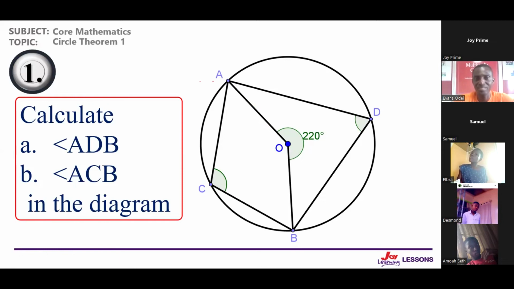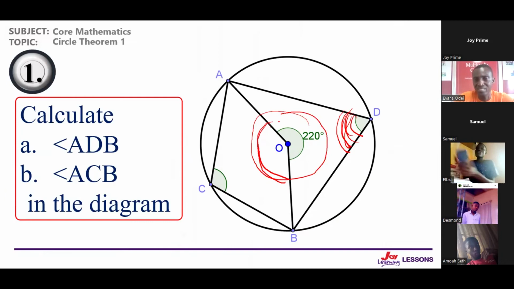Okay, so what is the answer for ADB? That is, find the angle ADB, that is this one. Let's see what will happen. If I know this angle, I can easily know this, because according to our second theorem, half of this angle should be equal to that angle. And the whole of this is angle around a point, and that makes it 360. So if I subtract 220 from 360, that will give me the angle over here, which of course will be 140. So we can put 140 here, right?